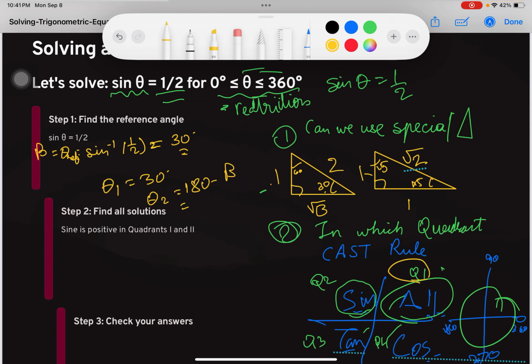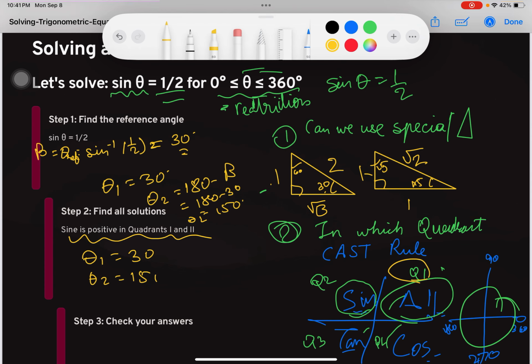So our beta value is basically 30. So 180 minus 30 gives you 150 degrees. Now you have two solutions, right? We know this lies in quadrant 1 and 2. So our two values are 30 and the second one is 150.